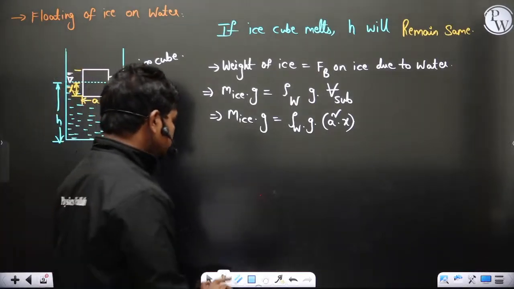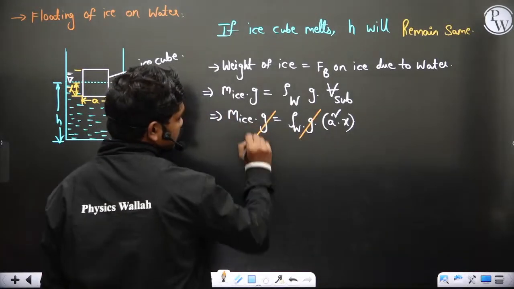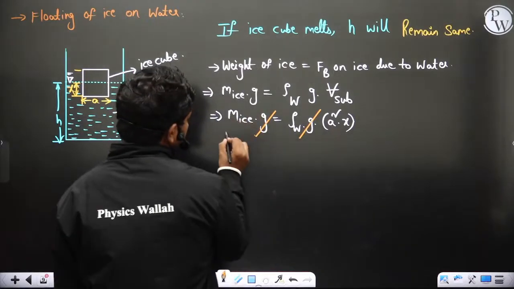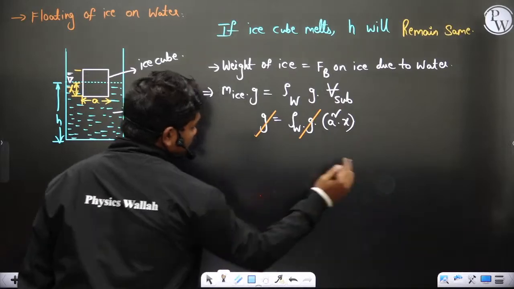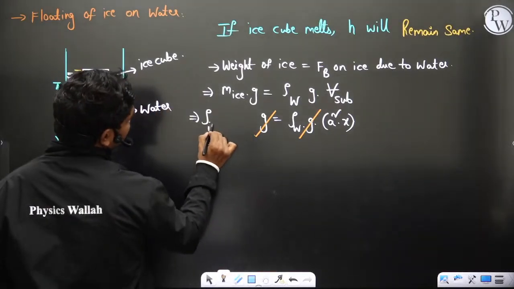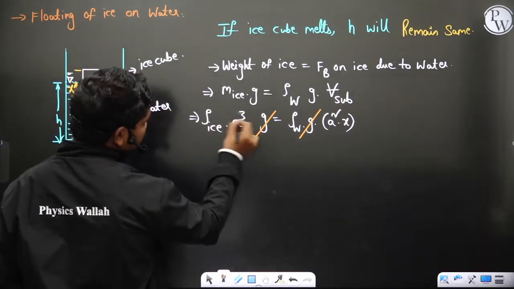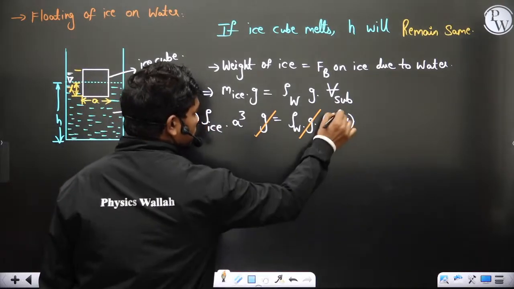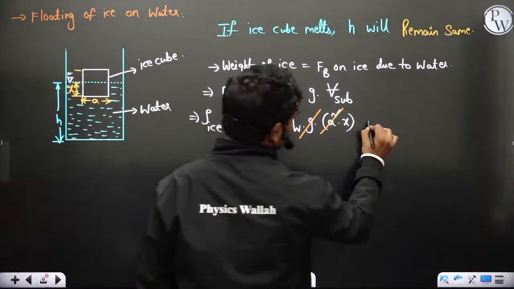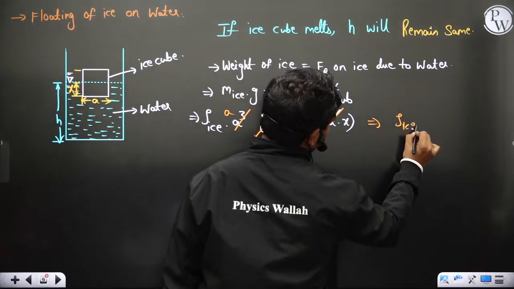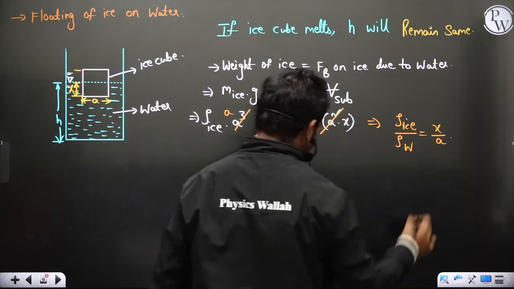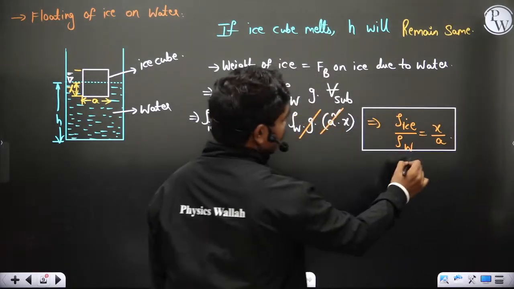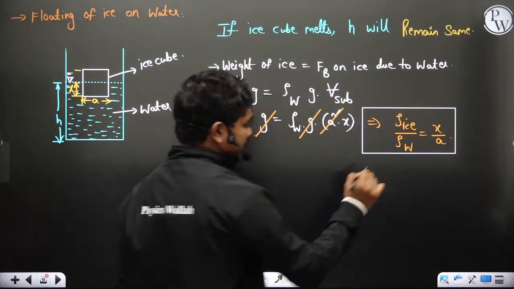Yes. Now let us simplify certain stuff. g gets cancelled. So mass of ice can be written as density of ice into the volume of the ice cube, which is a cube. Density into volume gives mass, obviously. So a square, you can cancel this a. So density of ice by density of water is actually x by a.